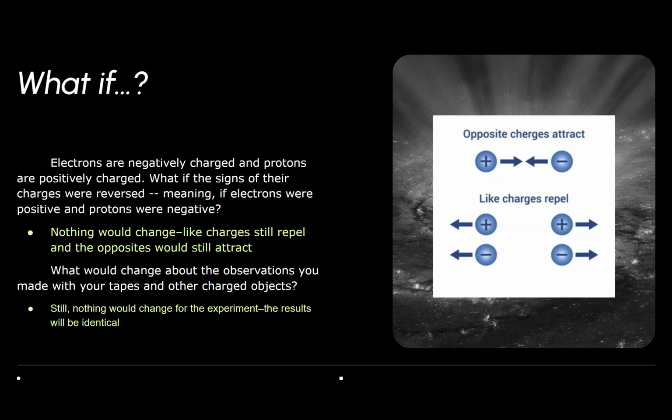Now for the what-ifs. The electrons are negatively charged and the protons are positively charged. What if the signs of their charges were reversed, meaning the electrons were positive and the protons were negative? Nothing would change. They would still repel. It's pretty obvious, I feel like, as you can see on the right. Flipping them doesn't do anything. What would change with observation about the tapes? The exact same thing would happen. The charge sign doesn't really matter. As long as they're the same, they will always repel.